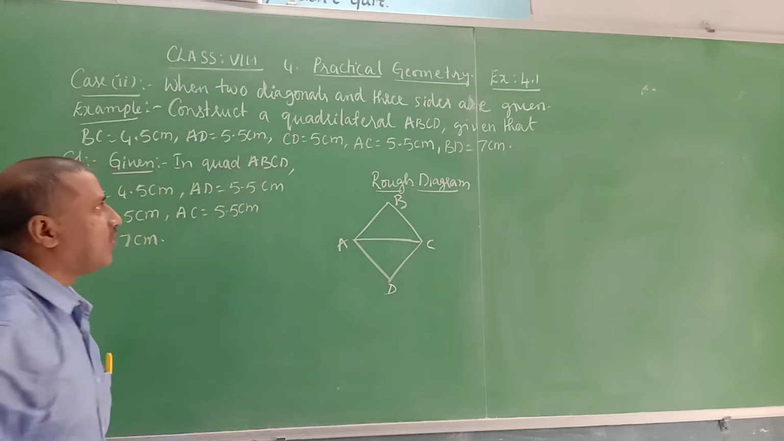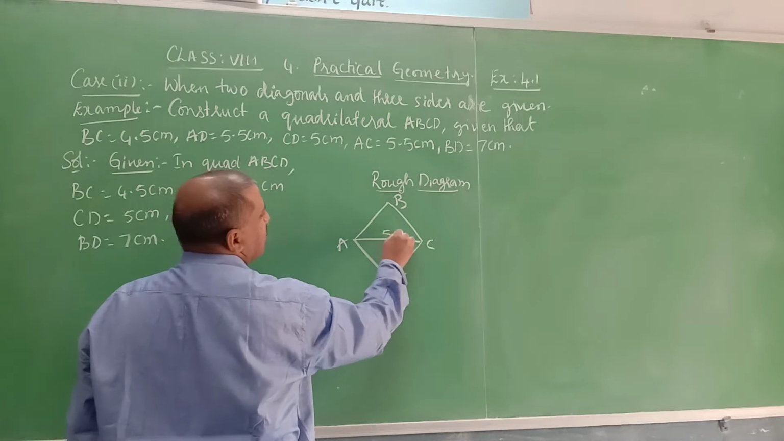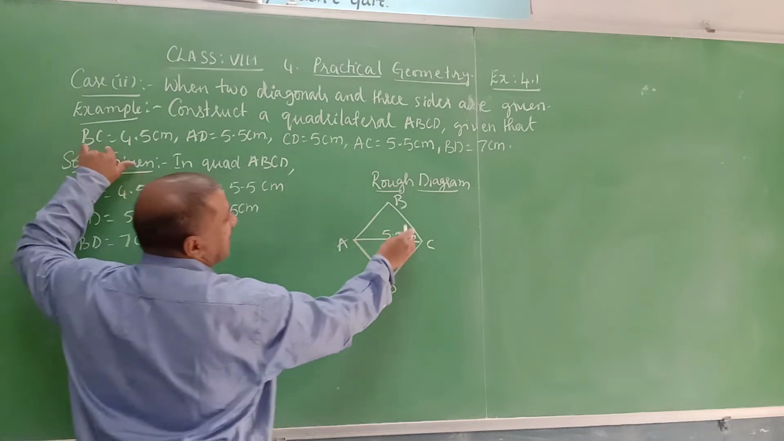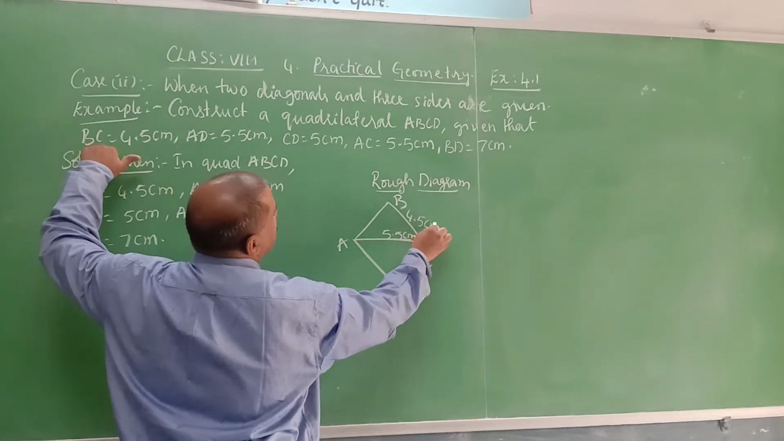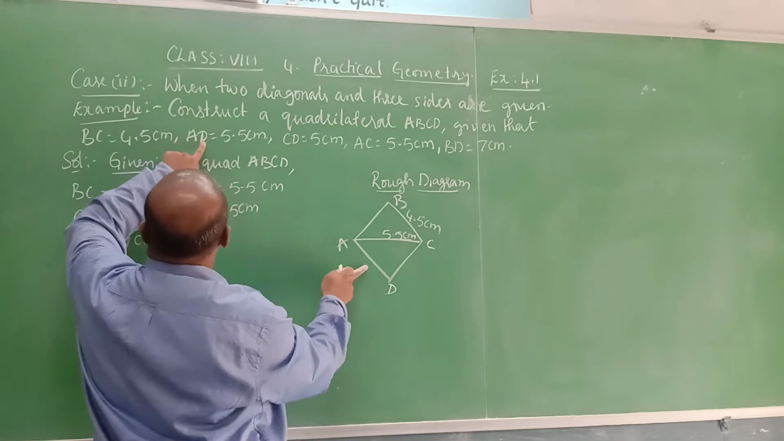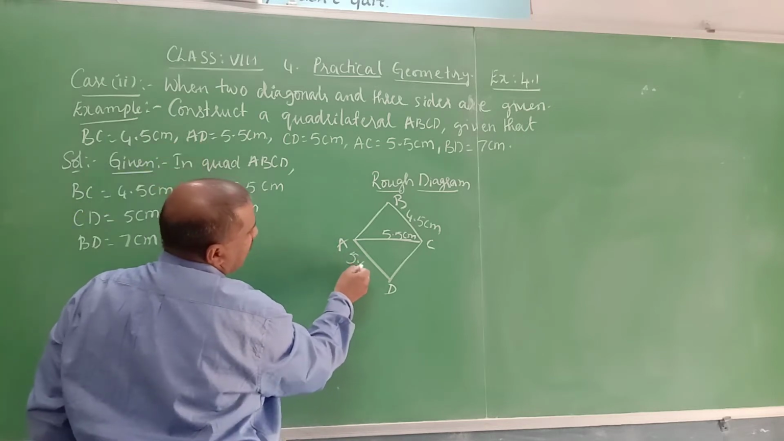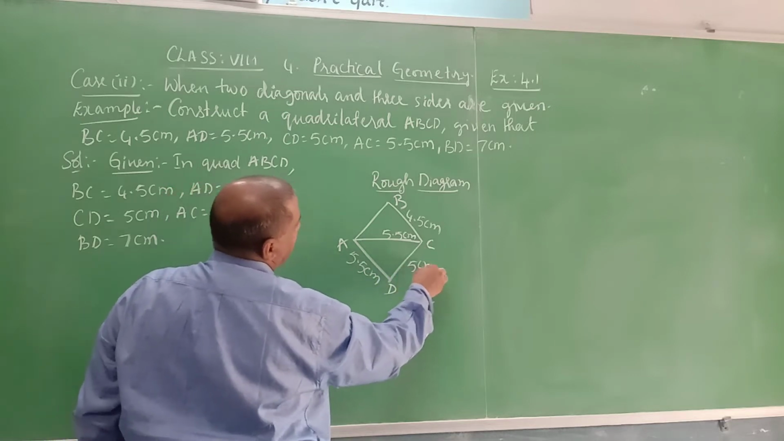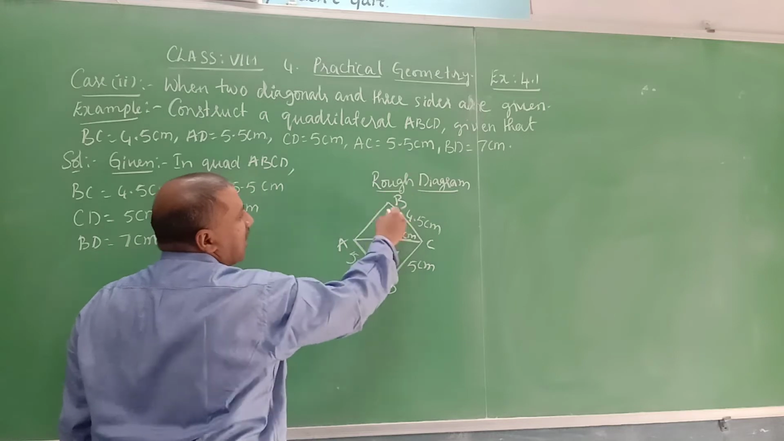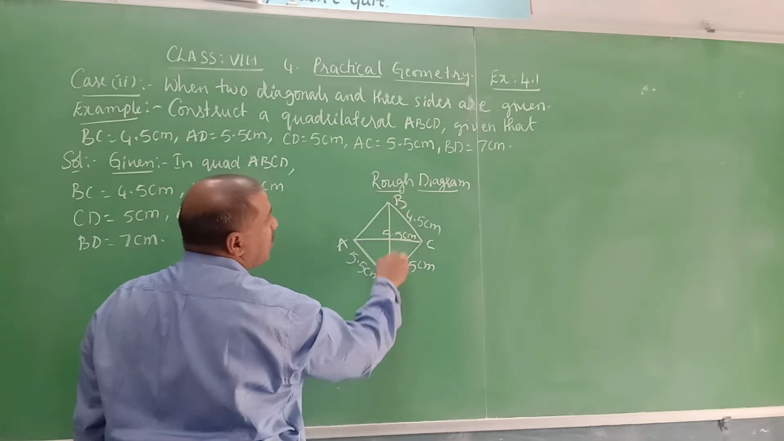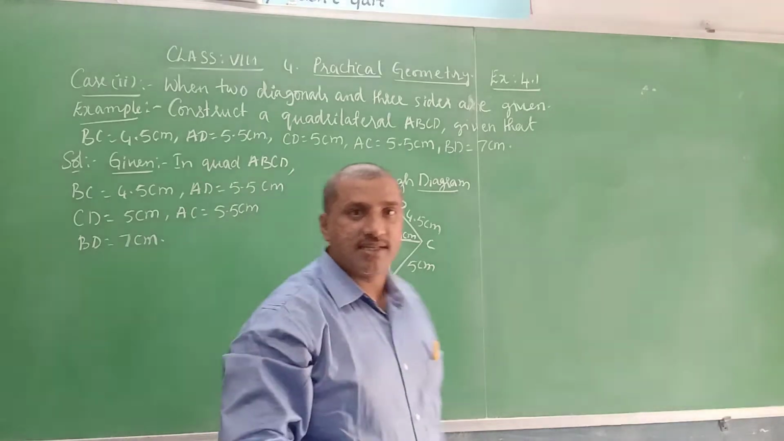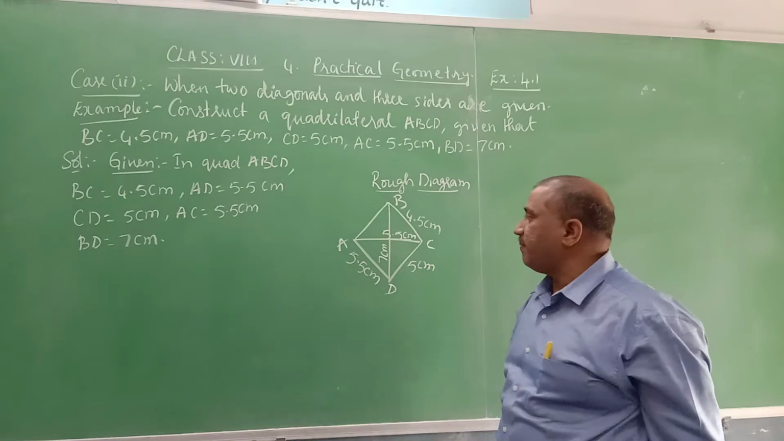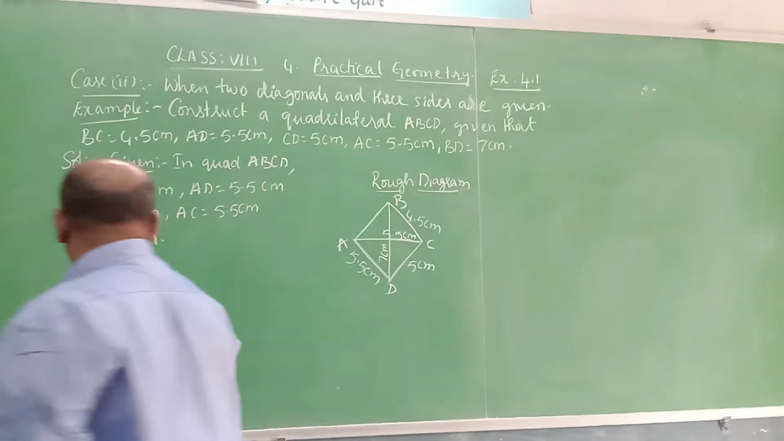Where AC is equal to how much? 5.5 centimeters. And AB is given? No, it is not given. BC is given, that is 4.5 centimeters. And AD is given, 5.5 centimeters. Similarly, CD is given, that is 5 centimeters, and AC is 5.5. Now the other diagonal BD is given, 7 centimeters. Like this, we will draw the rough diagram. Then we will draw the construction.